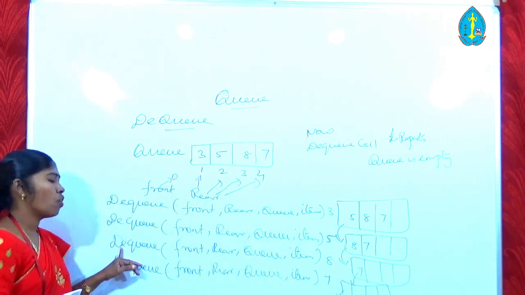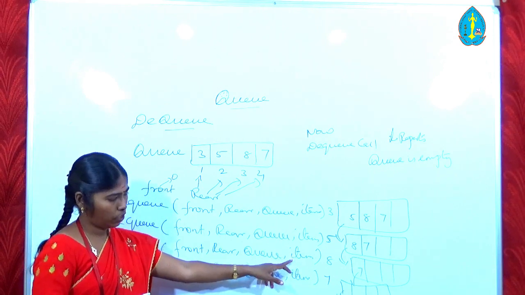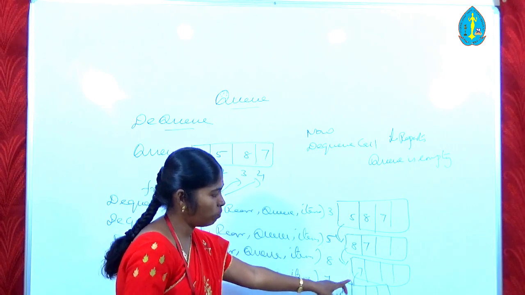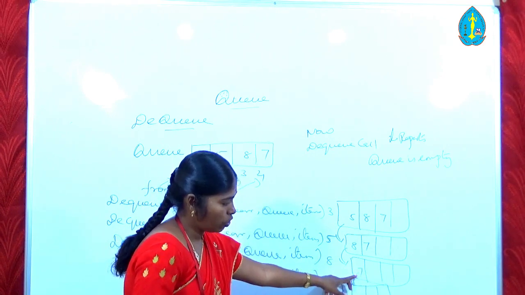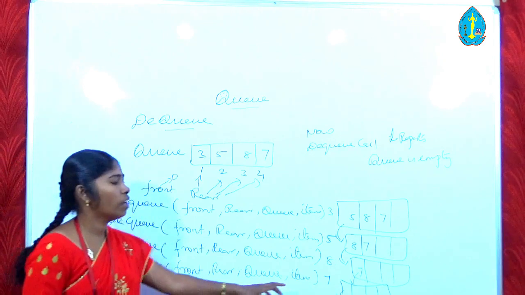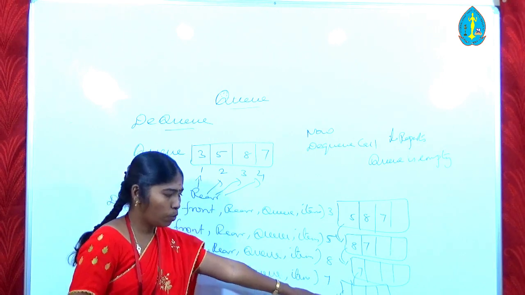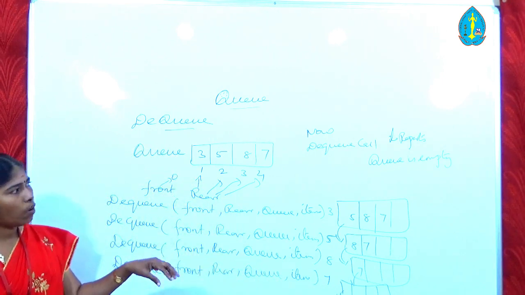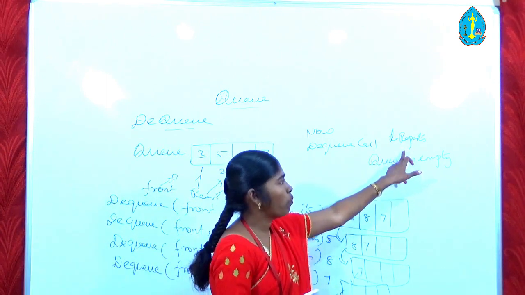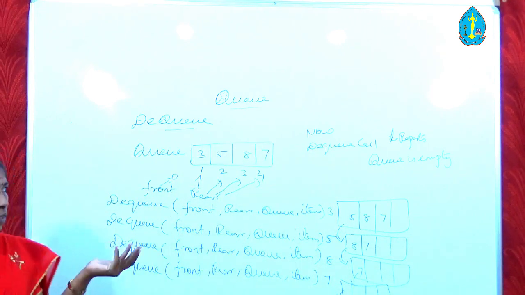Next the DQ operation is called with the front, rear and queue passed. The first element in the queue is 8, so 8 is deleted and 7 is placed into the first place. Now the DQ operation is called again, and the last element, 7, is deleted from the queue. Now the queue is empty. Suppose we call DQ now: it will report that the queue is empty, so we cannot delete any items from the queue.